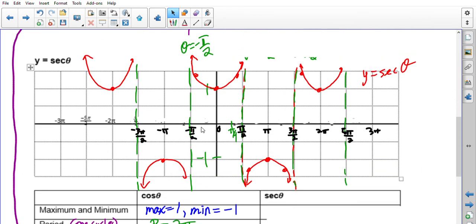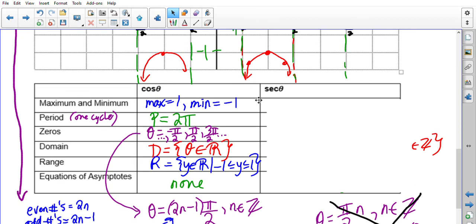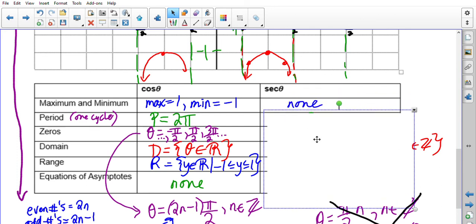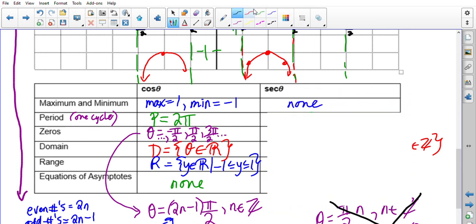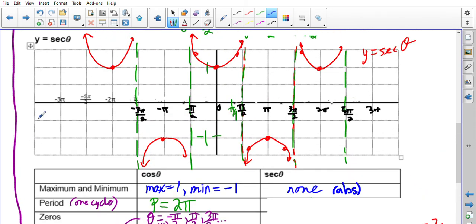So now we're going to look at secant. Secant does not have any absolute max or mins, so I'm just going to write here absolute. At the side here I'm going to write that it does have local max and mins though. Up here would be the local mins, up here would be the local maxes.